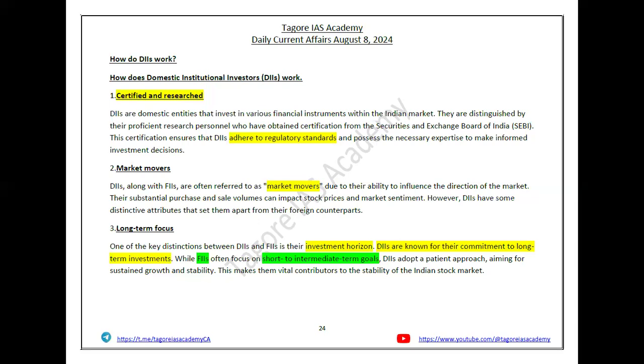Okay, long-term focus. Now again, these one or two points are important from a prelim perspective. Foreign institutional investors or FPIs, we saw that they work on short and intermediate term goals. But domestic institutional investors, their commitment is mostly long term, right? That is how they are contributing to the growth and stability.